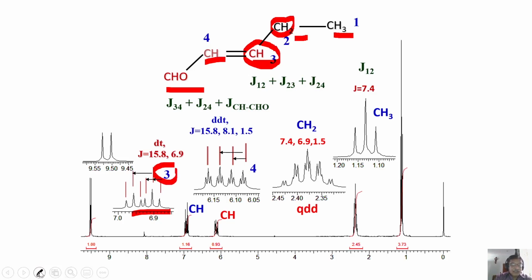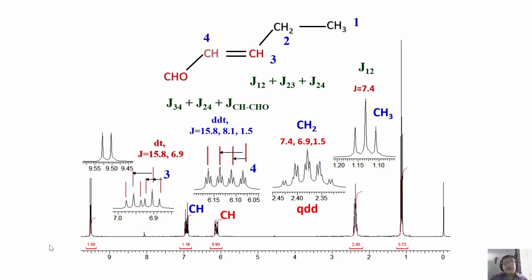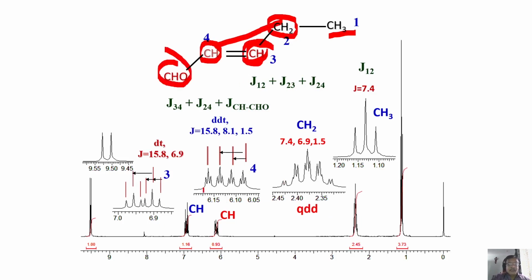So now everything is assigned. I hope you are all with me. I hope you are not confused. Very simple. I'm going to summarize this. This is CH3, it is a triplet because of this, and this CH2 is a quartet because of this, and also each line of the quartet is a doublet because of this, and it has a long range coupling to this. As a consequence, it is going to be a quartet of doublets. Now, if you come to this fourth proton, this is going to be a doublet because of this, a doublet of doublets because of this. This is a long range coupling with this, so it is going to be a doublet of triplets.